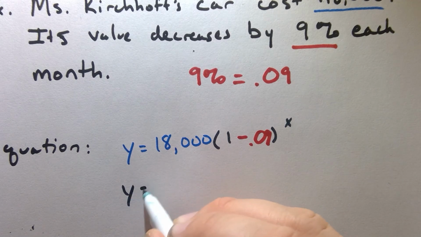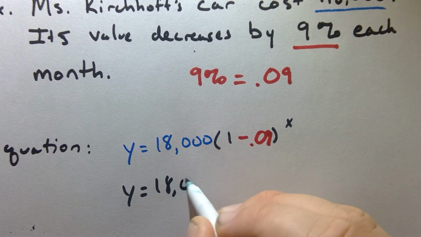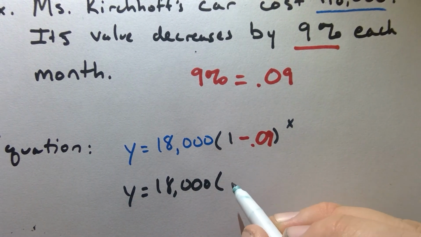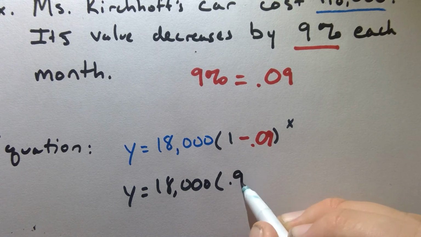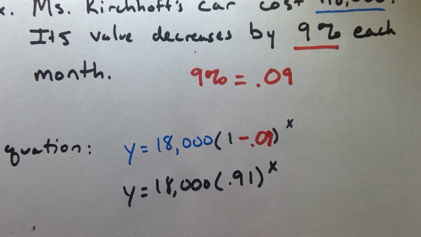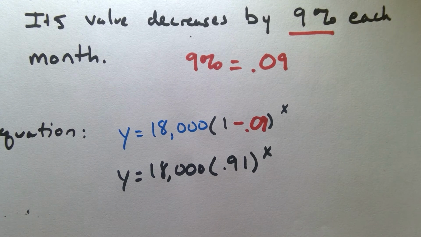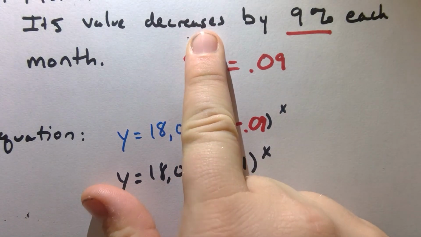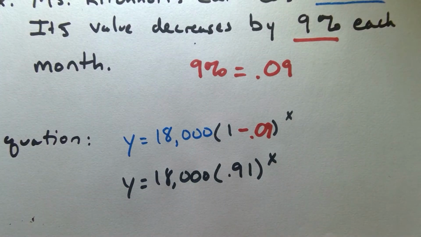So we've got y equals 18,000 times 0.91 raised to the x. And notice how since that's less than 1, it has to be decay, which aligns with what we saw in our scenario. Its value is decreasing.